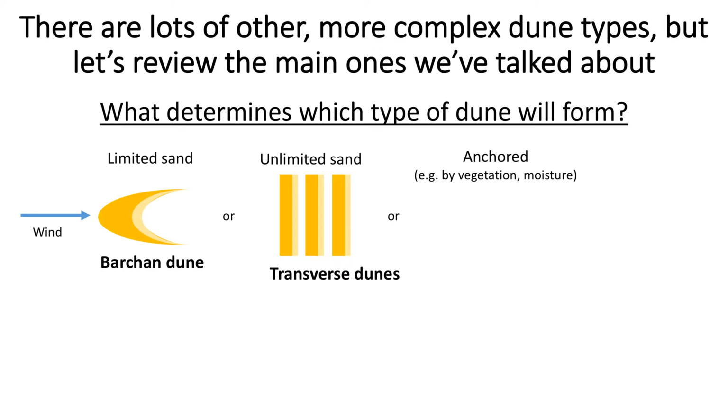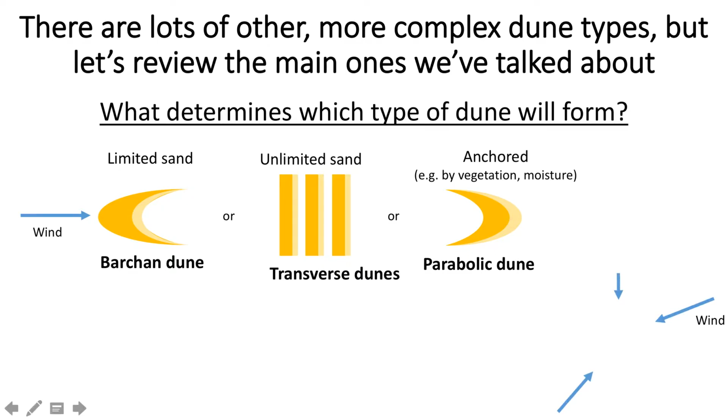Or if part of the dune is anchored by vegetation or moisture, you might have a parabolic dune, where again the slip face is the opposite side to the incoming wind direction, but now you've got these horns being anchored here and the middle of the dune being blown outwards. How about if you have wind from lots of different directions? What do we expect then? Well, we might expect to see star dunes, or perhaps complex network dunes.